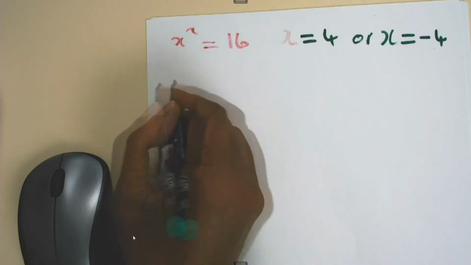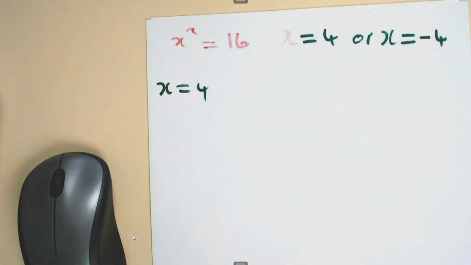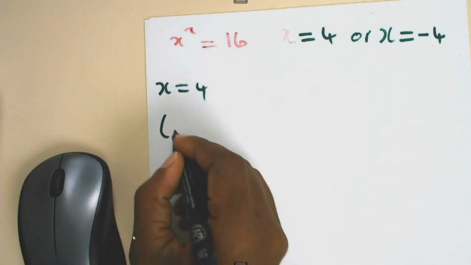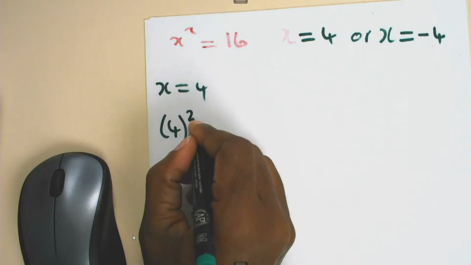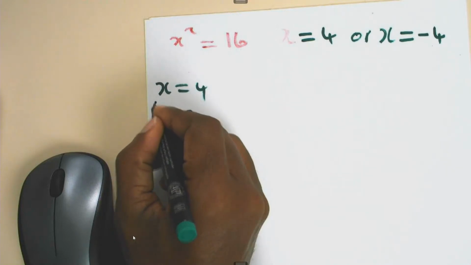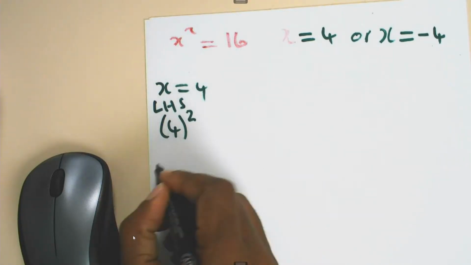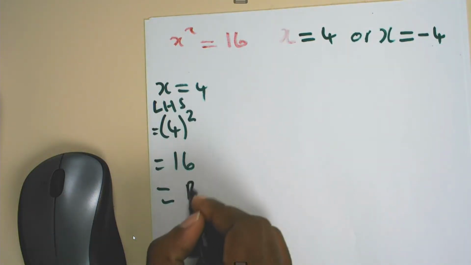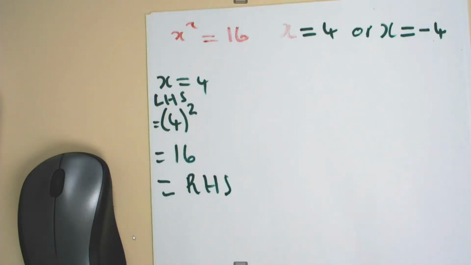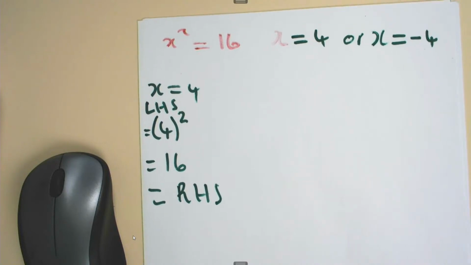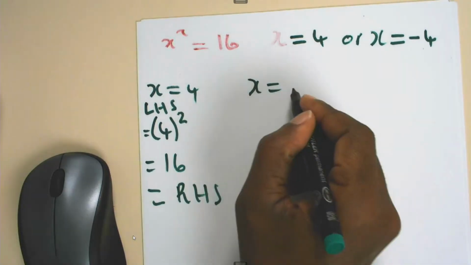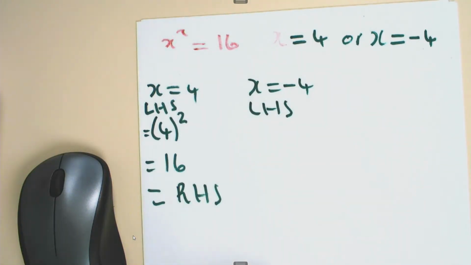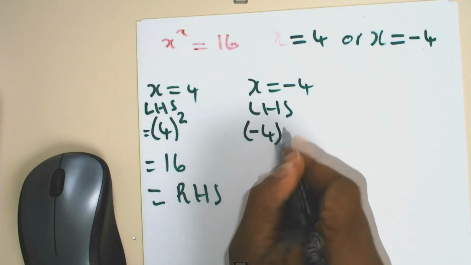Let's take where x is equal to 4 and substitute in the original equation. For x we will have 4 squared on our left-hand side, and 4 squared is equal to 16, which is the same as the right-hand side. Then let's have a look at -4, where x is equal to -4. Let's start with the left-hand side. When we substitute, we will have -4 squared.